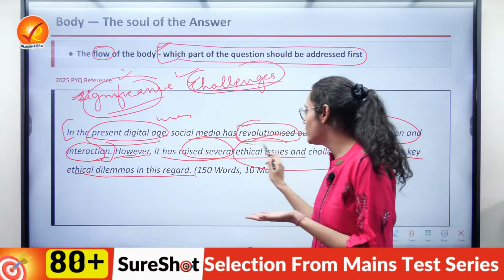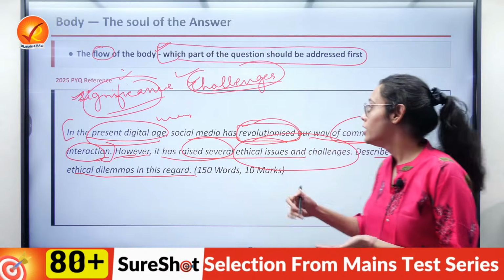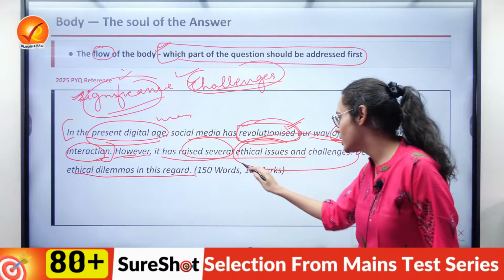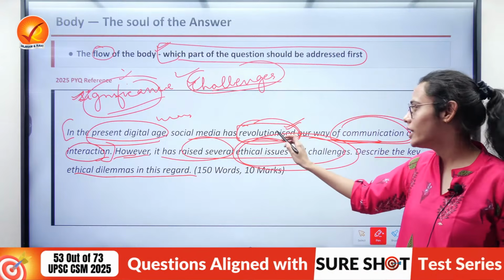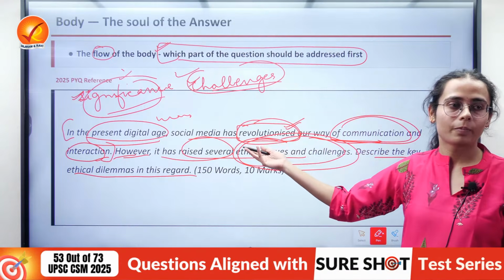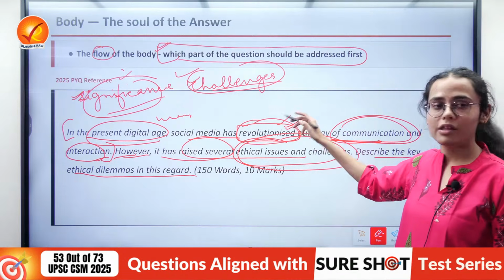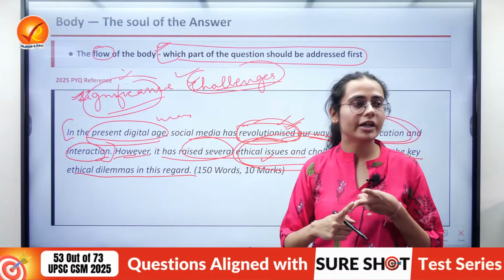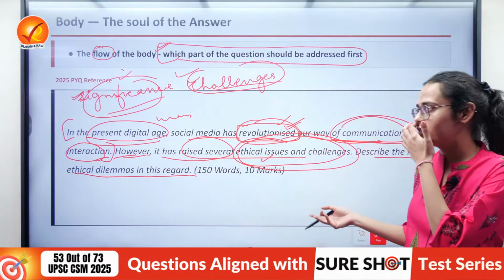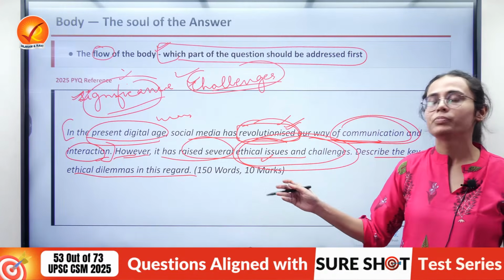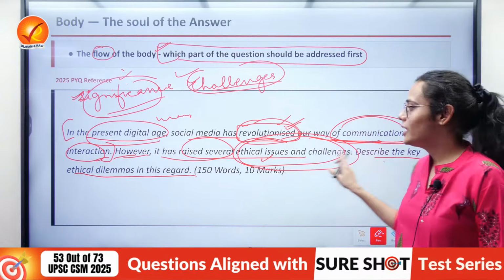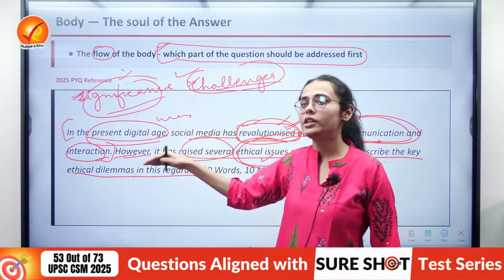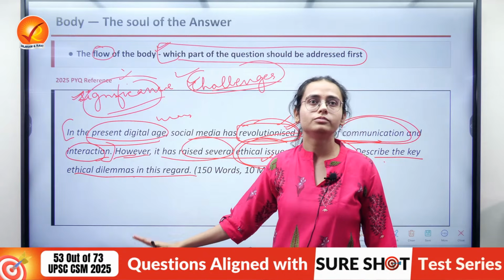So you have to write how social media has actually revolutionized our way of communication and interaction. Now you cannot write ethical issues and challenges first, and then how it has helped. It has to go in order: it has helped us, but what are the ethical issues? Again, there is a difference between ethical issues and ethical dilemmas, not the part of this session. Maybe in GS4 we will be talking about that. But ethical issues, then ethical dilemmas, and finally way forward. So this is how the order of the headings will go.